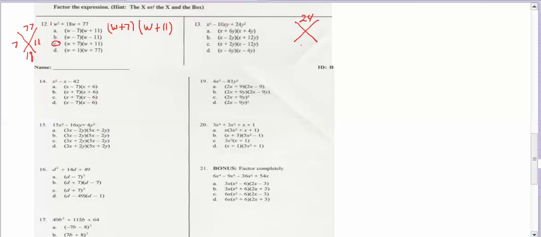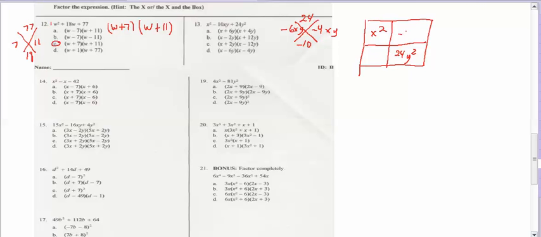24 add together to give me a negative 10. I know they're both going to be negative because when I multiply I need a positive. So how about a 6 and a 4? Put my variables in there, x and a y. Make my box. So now I have x squared, and then my last term is 24y squared, negative 4xy, the 2 that I created, negative 6xy. Okay, now I'm going to factor.